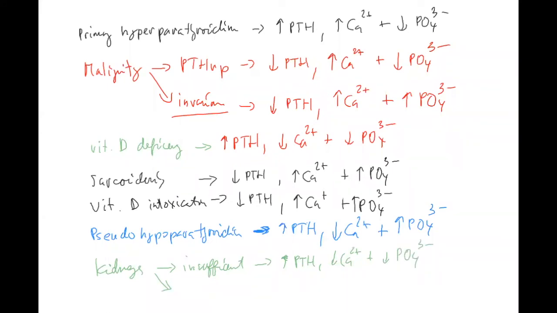But then there's going to be end-stage renal disease. PTH is going to be high because it's trying to fight the hypocalcemia. So there's going to be hypocalcemia in this case. But you are not able to get rid of phosphate, and phosphate is going to be increasing because there's anuria. No urine at all.